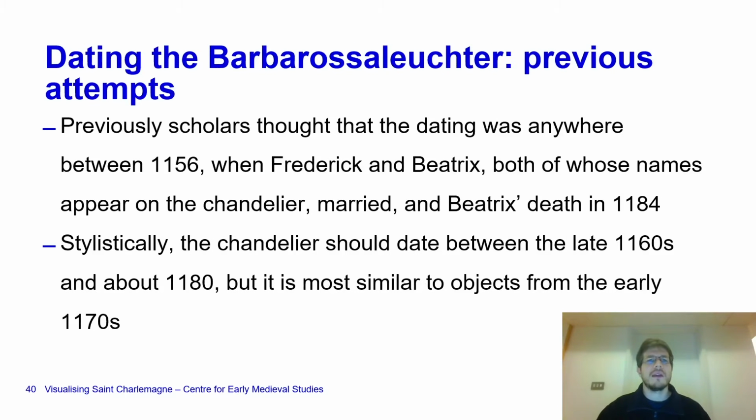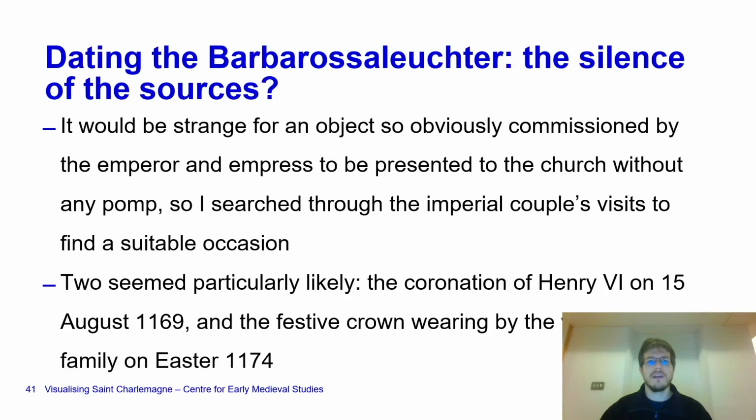Now, previously scholars thought that the dating was anywhere between 1156, when Frederick and Beatrix, both of whose names appear on the chandelier, married, and Beatrix's death in 1184. Stylistically, the chandelier should date between the late 1160s and about 1180, but is most similar to objects from the early 70s. So we already have an idea. Now, what do the sources say on all of this?